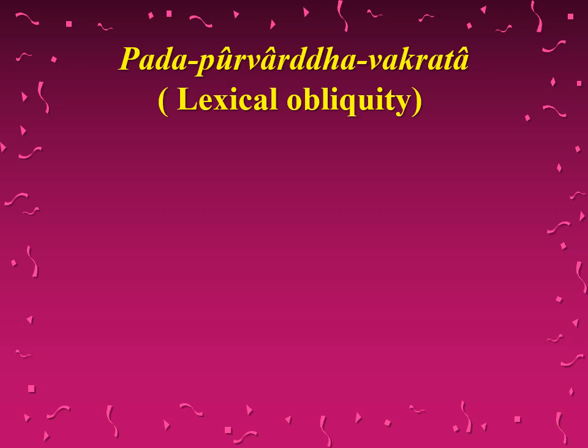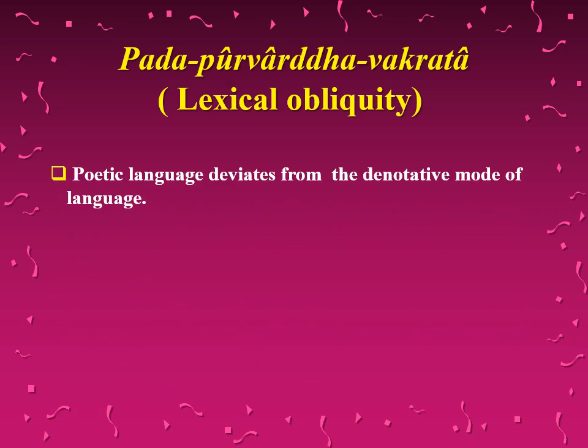Denotative meaning is the conventional meaning of the word, and in poetic language, according to Kuntak, the connotative meanings are important. So it is through the suggestive powers of the word or the connotative meaning of the word that the poet can explore what lies beneath and what lies beyond the surface. That is how lexical obliquity adds charm to a poetic expression.